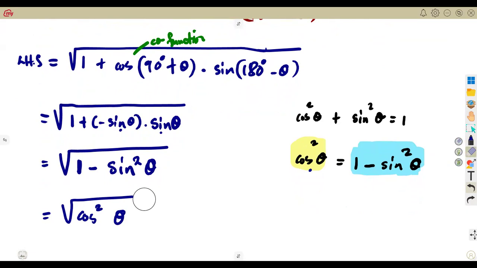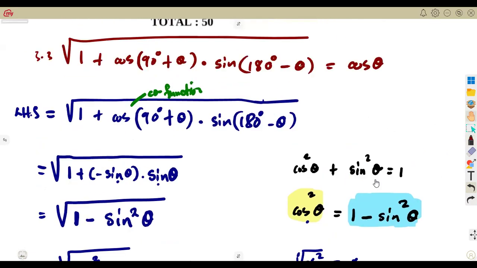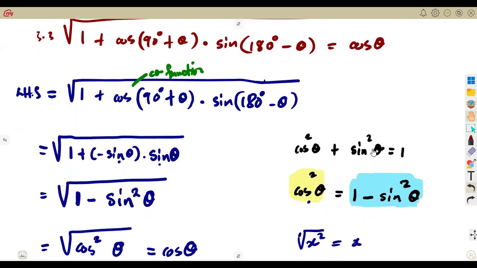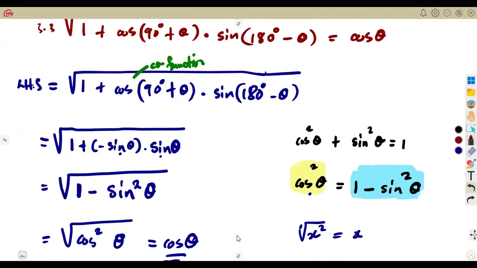We know that the square root of x squared is what? It's x. A square and a square root neutralize. So the square root of cos squared is what? It's cos theta. So this is cos theta. And that is exactly what we have here on the right-hand side. So we have proven this, guys. This is exactly what we have on the right-hand side.